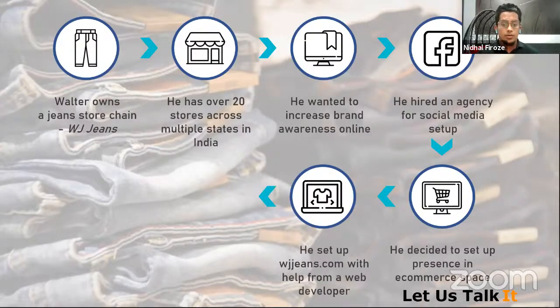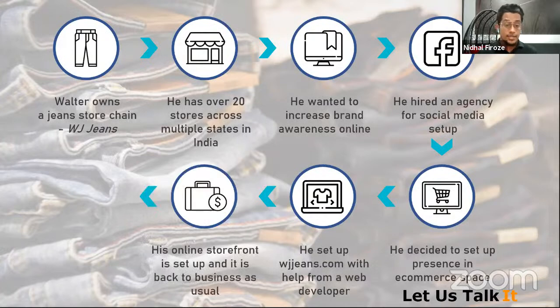He set up a website called wjjeans.com with help from a web developer. So there's somebody helping him set up his website. It's called wjjeans.com. So he's happy now that, okay, I have a website, and now I'm able to put some of my products out there in the e-commerce or the digital space through my website.